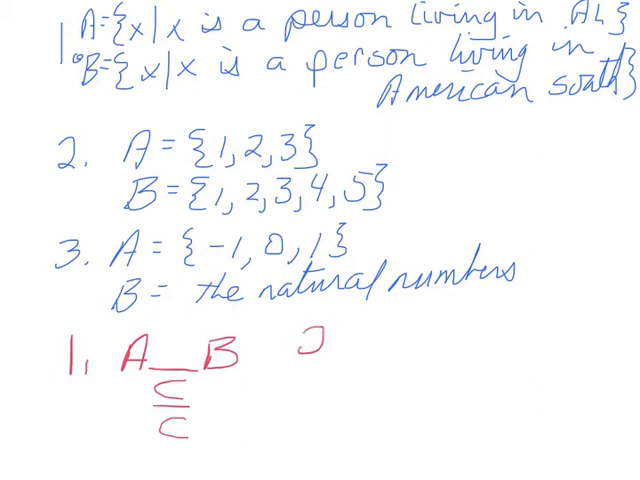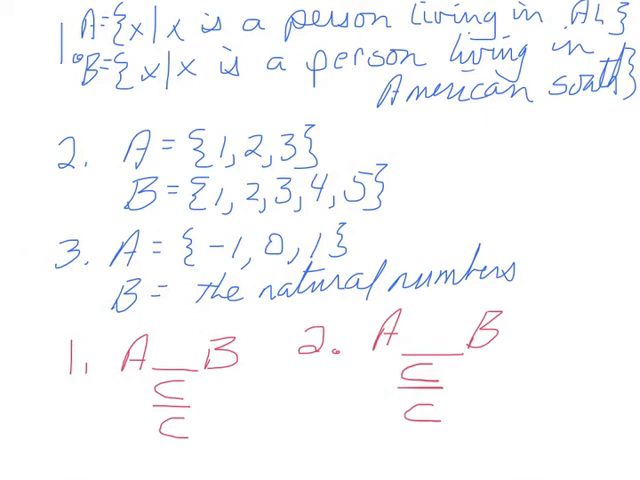Number 2. The set A is {1, 2, 3}. The set B contains the elements 1, 2, 3, 4, 5. So in number 2, how does set A compare to set B? Make sure you pause and answer the question. That's right. In this case, you would have also put A is a subset of B, or A is a proper subset of B.